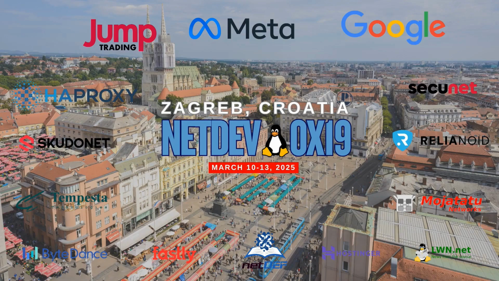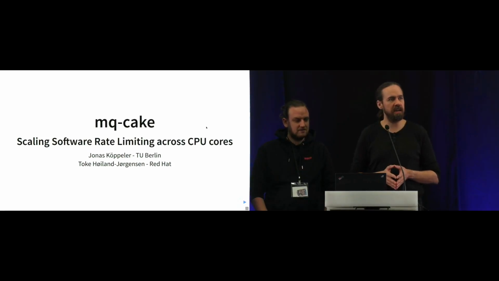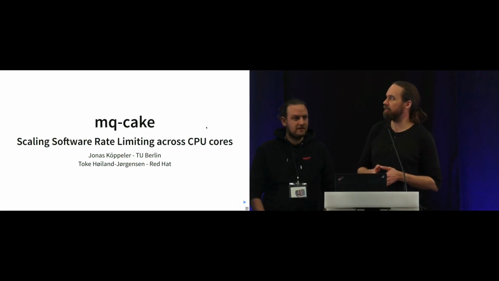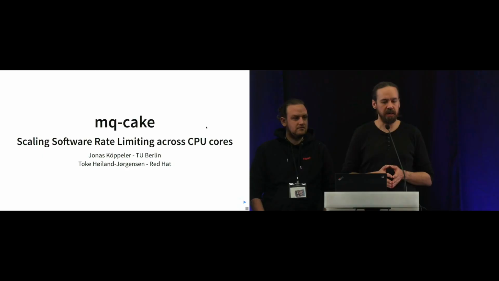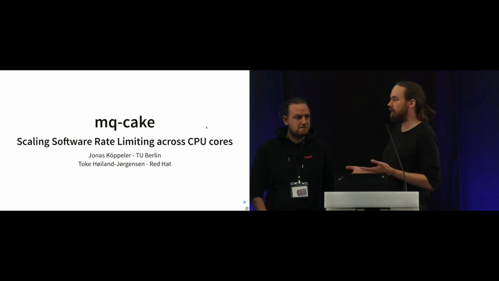Hello, everyone. As you might have gathered from the questions I just asked, I'm kind of into queuing. I'm also the shared cake maintainer, and this work is an attempt to do something a bit similar to what we just saw at the hardware level: to scale software rate limiting across CPU cores using a single cake instance. Multiple cake instances, but sharing some state. This is joint work with Jonas, a student at TU Berlin, and I will just hand it over to you.